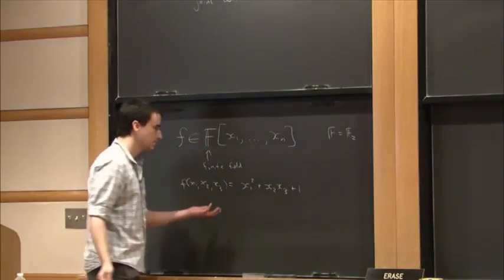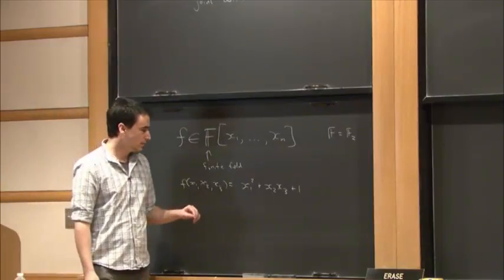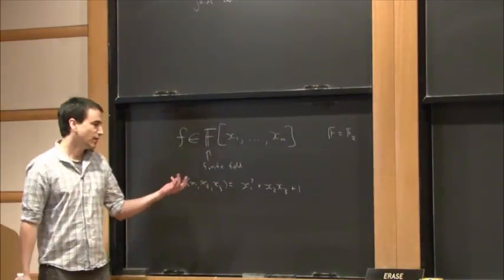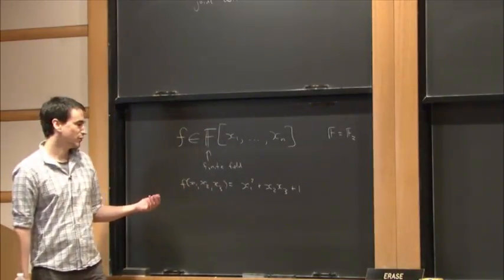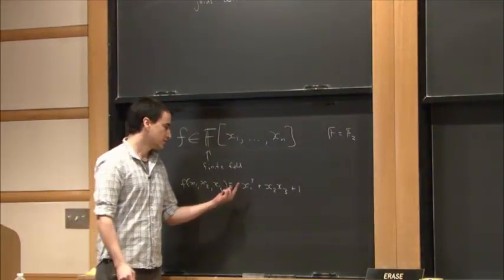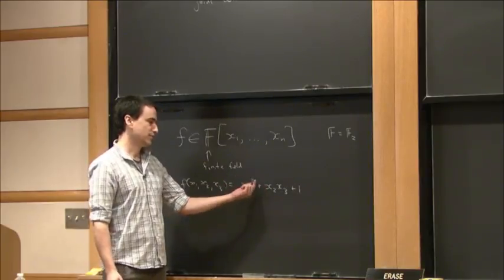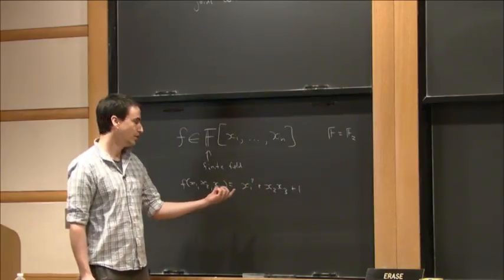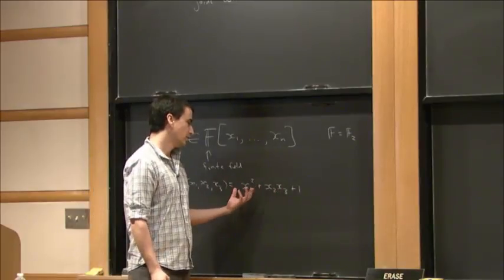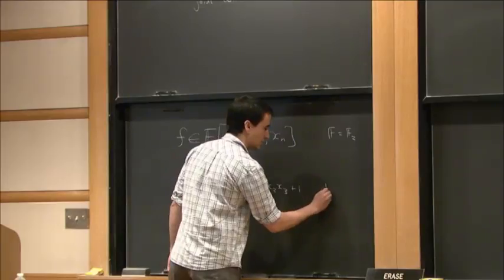So this could be a polynomial over f2. And the degree of the polynomial, well, I'm sure all of you know, I'm talking about the total degree. So for each monomial, we take the sum of the powers. This will be the degree of the monomial. And the degree of the polynomial will be the maximum over all monomials. So in this case, the degree is 2.